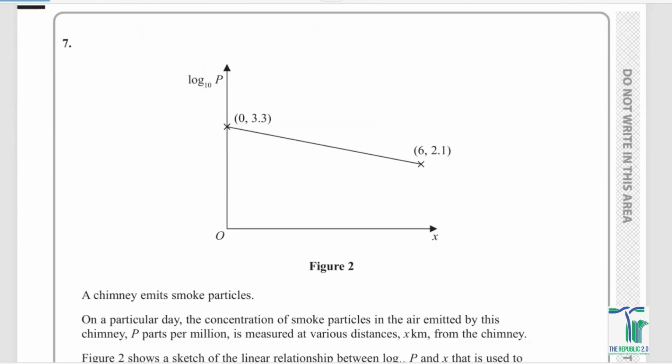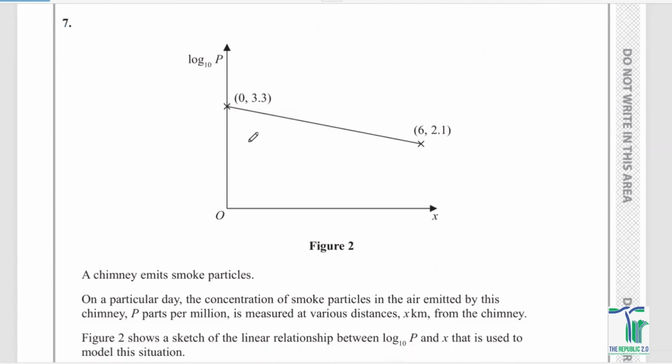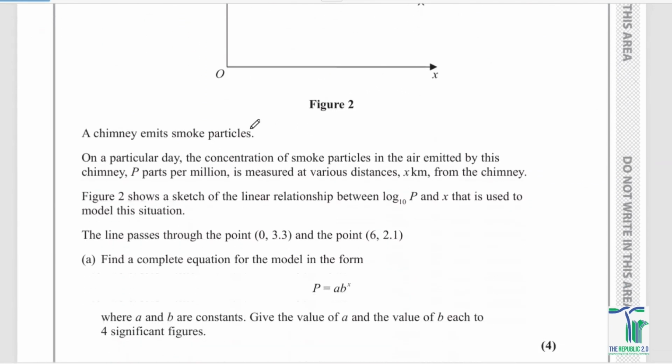Now we'll get to question number 7. We've got log10 p versus x. A chimney emits smoke particles on a particular day. The concentration of smoke particles in the air emitted by this chimney, in parts per million, is measured at various distances x kilometers from the chimney. Show the sketch of the linear relationship between log10 p and x that is used to model this situation. The line passes through the points (0, 3.3) and (0.6, 2.1).